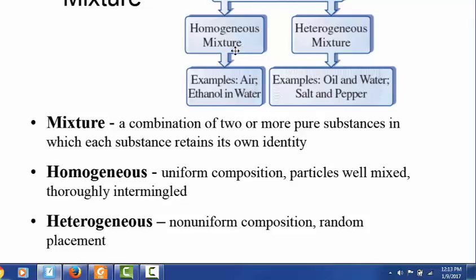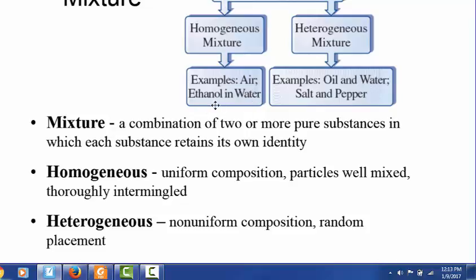So an example of a homogeneous mixture is air. The air we're breathing right now is not a pure substance. It's a mixture of different gases. Mostly nitrogen, some oxygen, carbon dioxide that we produce. Depending on how humid it is, there's going to be some water and trace other gases, but it's a mixture of these gases.